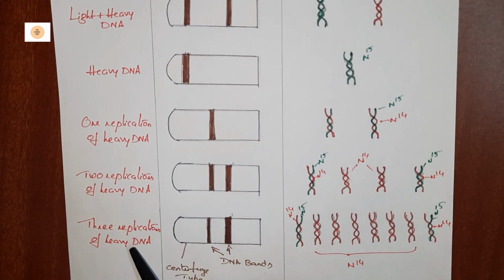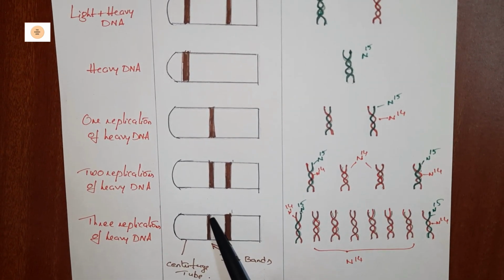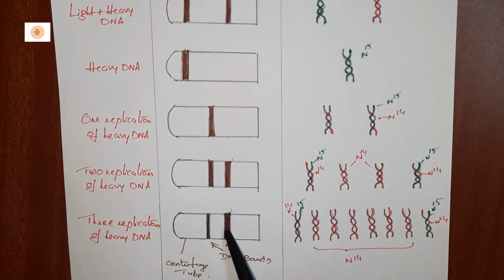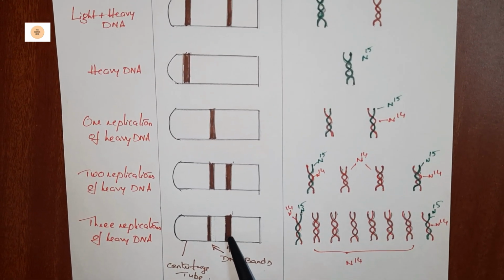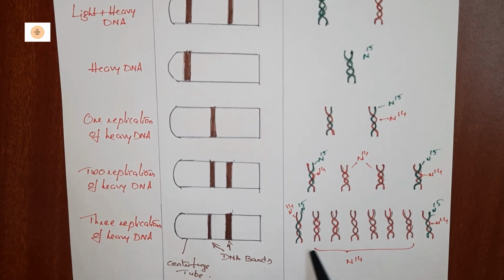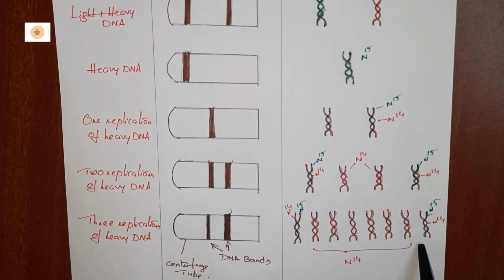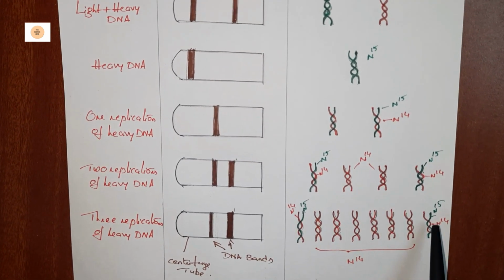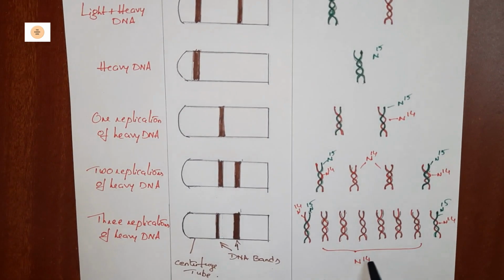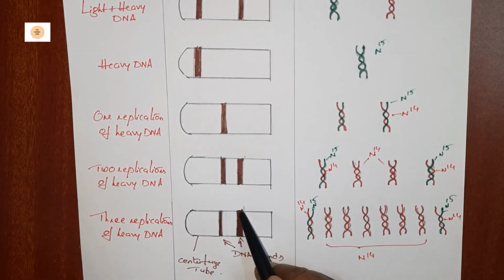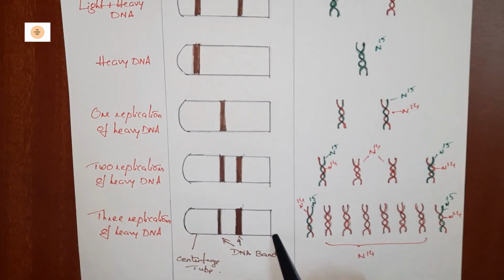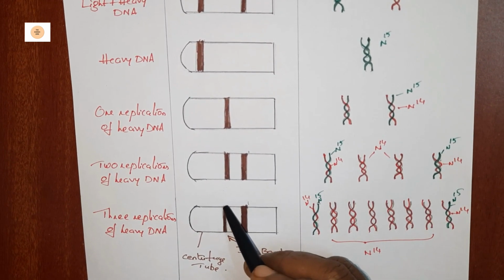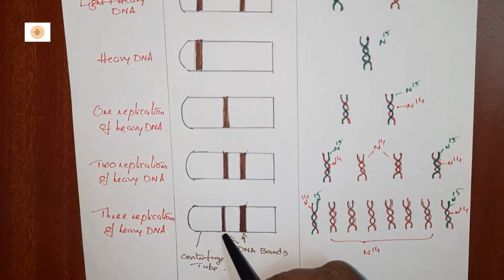Then next, after third replication, we got two bands, one with very narrow thickness and another with heavy thickness. Here we got in the third generation 8 DNAs. Out of them 6 are light DNAs and only 2 are hybrid DNAs. So as there are 6 light DNAs, we got a very thick band towards the mouth of the test tube, and only 2 hybrid DNAs, and hence at the center of the test tube this band is very narrow.